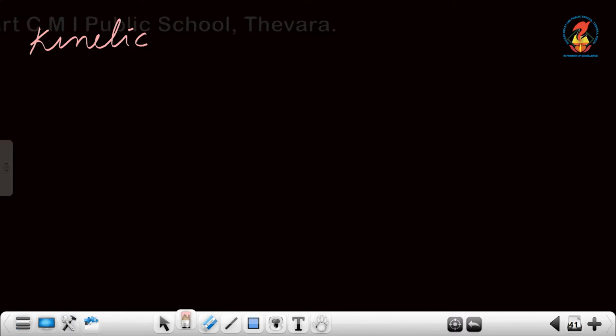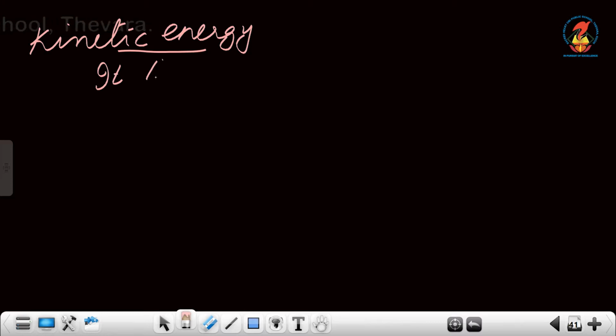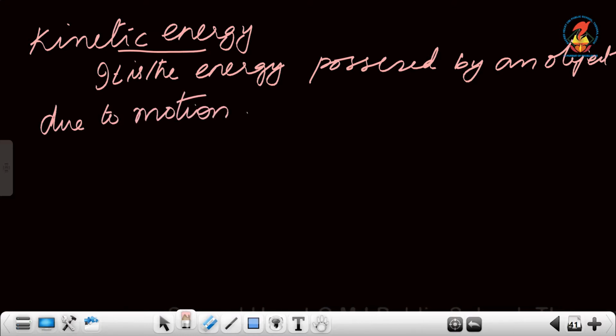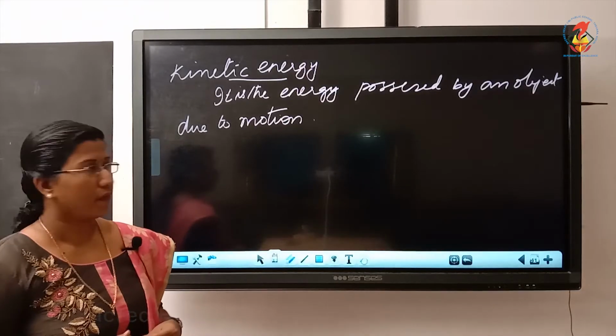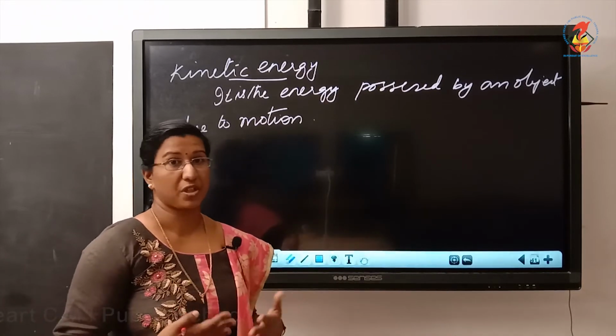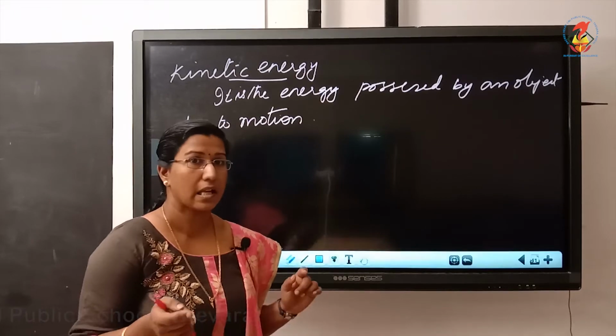What is kinetic energy? It is the energy possessed by an object due to motion. Energy obtained by a body due to motion, energy in a body due to motion, is what we call kinetic energy. Now, we are going to derive the expression for kinetic energy using the calculus method, that is the integration method.